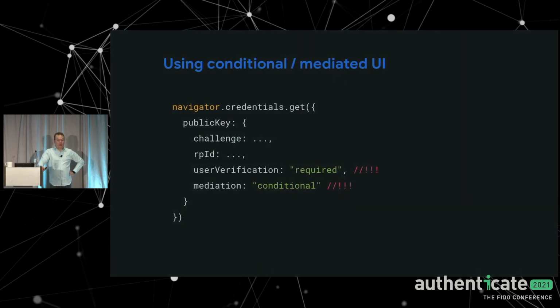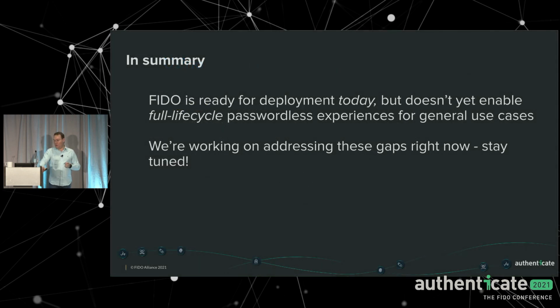So that's the conditional field. You literally just do a get call. You add that mediation conditional after you've annotated your username field. And at that point in time, this magically works. So very, very simple UX, not too tricky, hopefully, for folks to get their heads around.